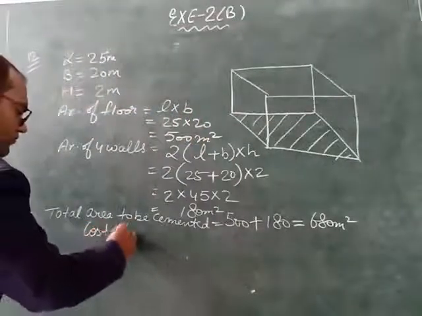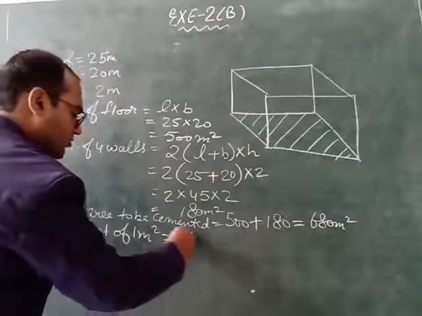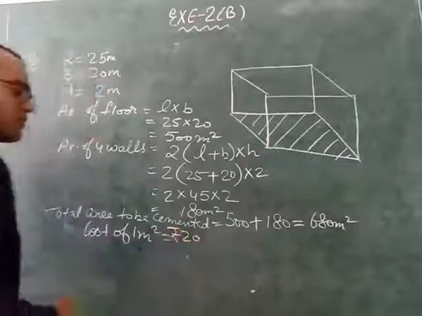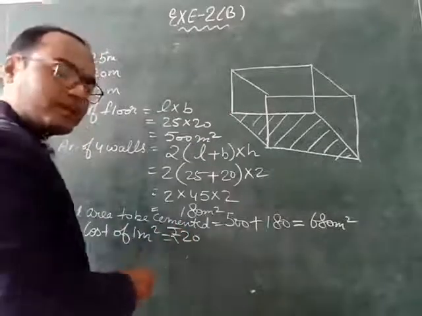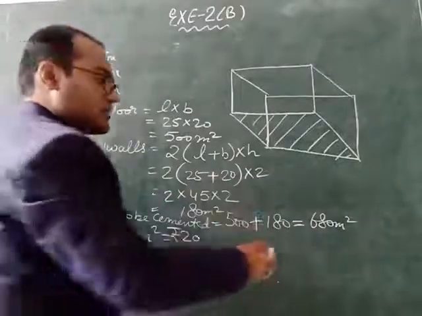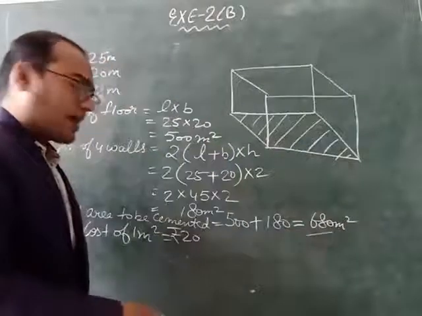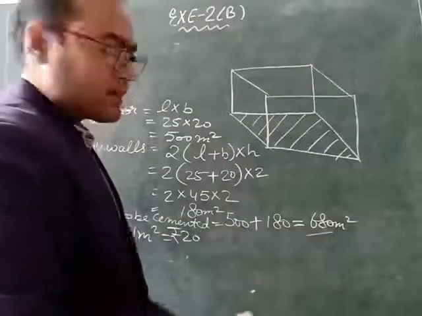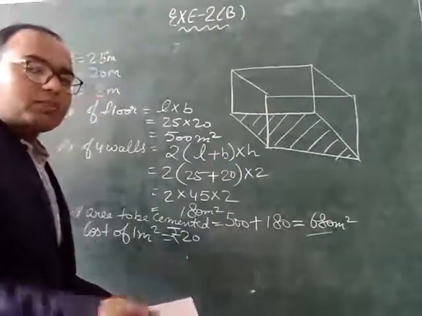Cost of 1 meter square is given as 20 rupees. But our area is not 1 meter square. The area which we have to paint and cement is 680 meter square, which is a very large quantity. So the money will also be more.